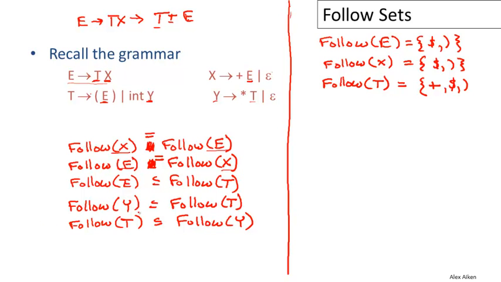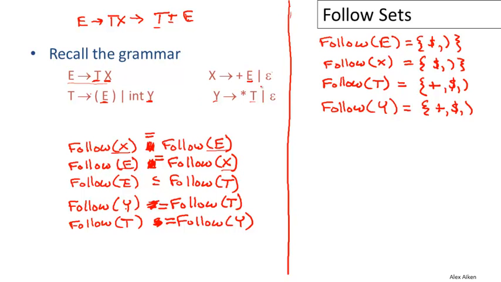All right, and now again, we have two follow sets that are subsets of each other. Follow of Y is a subset of follow of T, and follow of T is a subset of follow of Y, and so these two sets we know are going to have to be equal. So we can write down here that the follow of Y includes plus, dollar, and close paren, just like the follow of T. And now we're done.